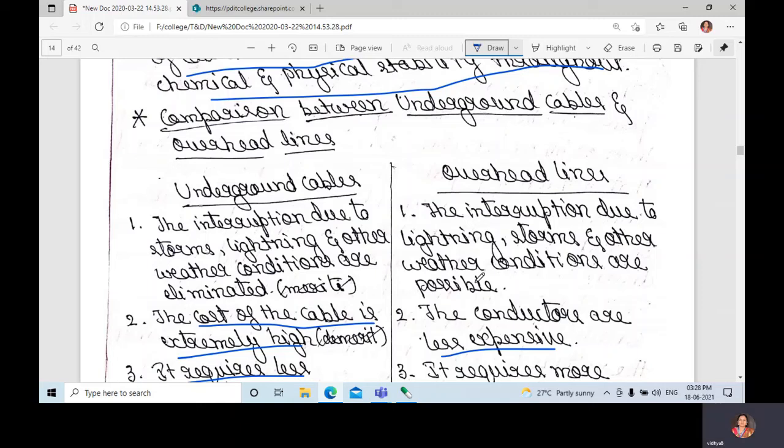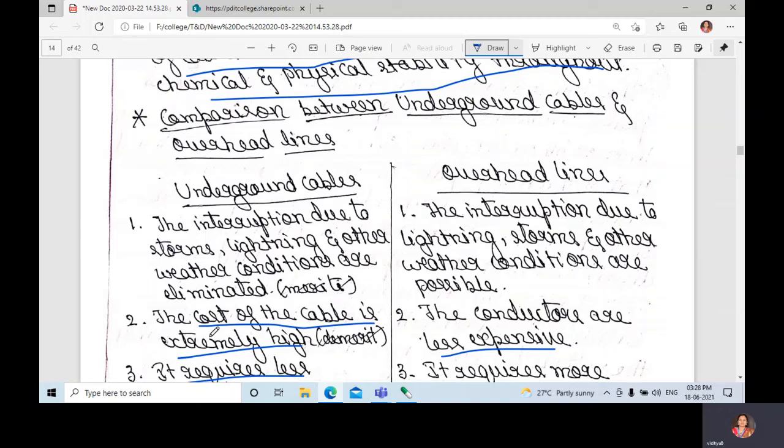You might have observed that due to rainy conditions, or if there is more wind, they will do a power cut. It may cause some damage or affect the people, so why take the risk, they will do the power cut. This power cut happens more in overhead lines. In underground cables it will be less.